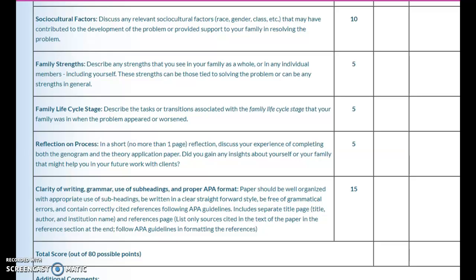So you will submit the family of origin genogram as well with this paper after providing any changes based on the comments of the draft, which I will get back to you as soon as possible. So these are both due by Sunday at 11:59 p.m.